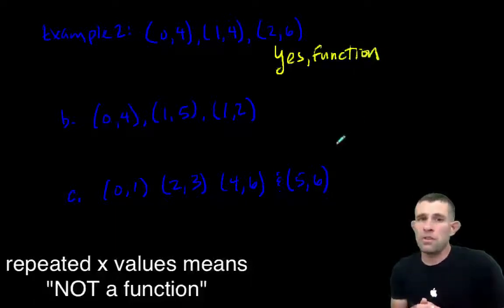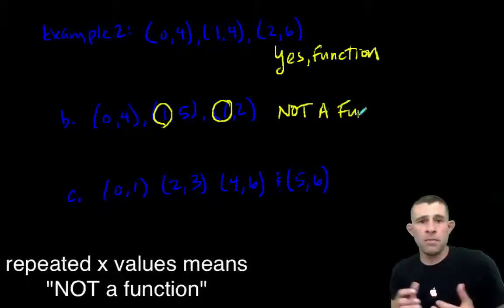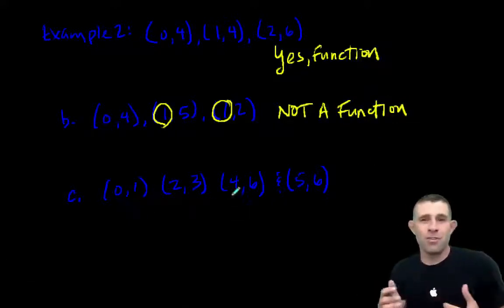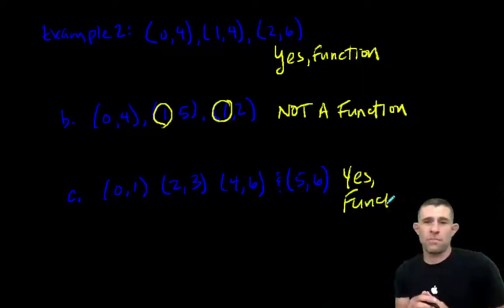However, in part B, we see that there is an ordered pair that has a repeated x value. So we have to determine that no, that relation is not a function. And finally, in part C, again, we see all four ordered pairs do not have a repeated first value, and therefore, yes, it's a function.